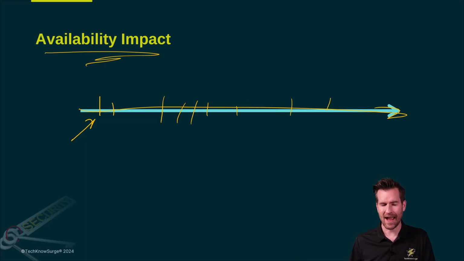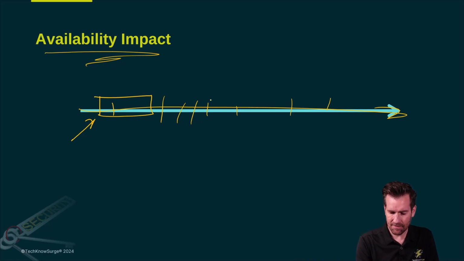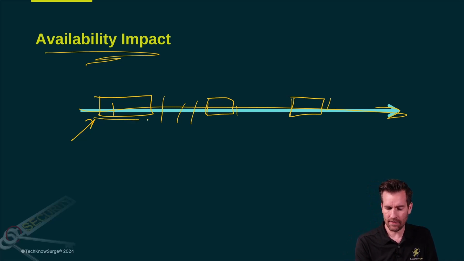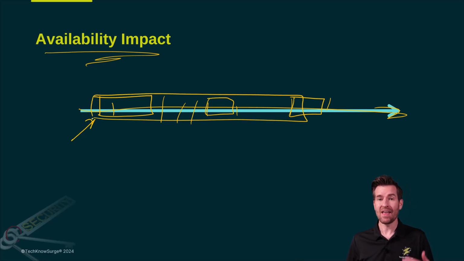So that's one impact. The other thing that can happen is if there's extended impact. If these get drawn out for too long, or even just a single one that's drawn out for a long period of time, that can be really problematic as well.